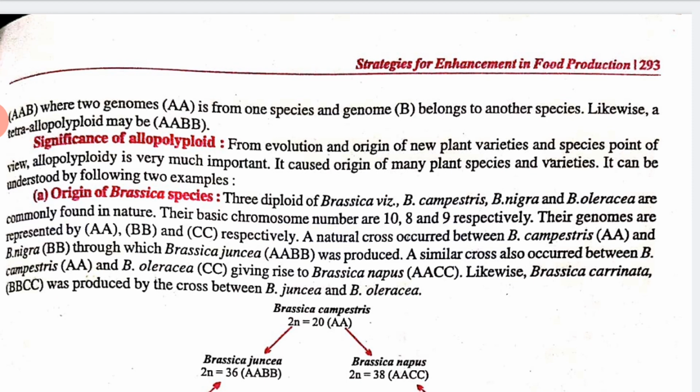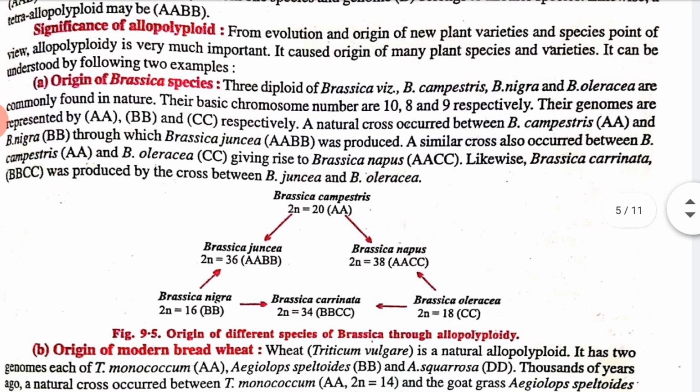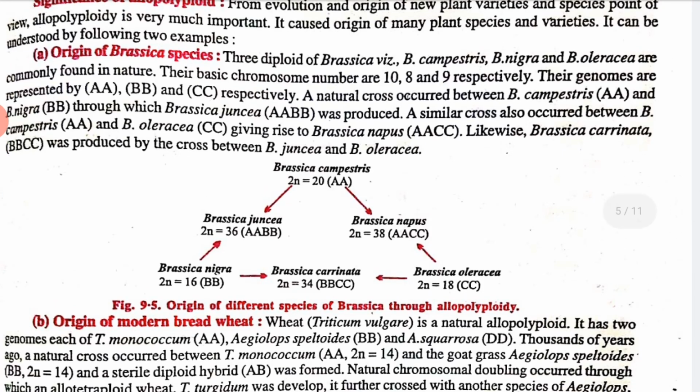Now the significance of allopolyploidy. From the point of view of evolution and origin of new plant varieties and species, allopolyploidy is very important. It caused the origin of many plant species and varieties. It can be understood by the following two examples. First is the origin of Brassica species, and second is the origin of modern bread wheat. We'll start with the first example, the origin of Brassica species. From the example you can easily understand what I am saying.